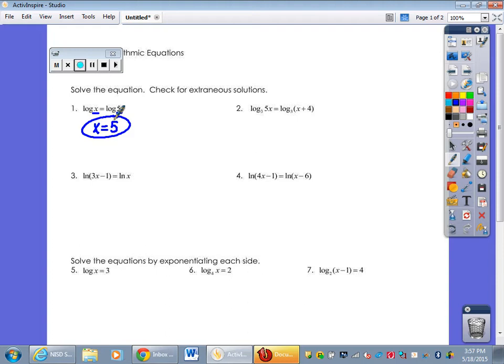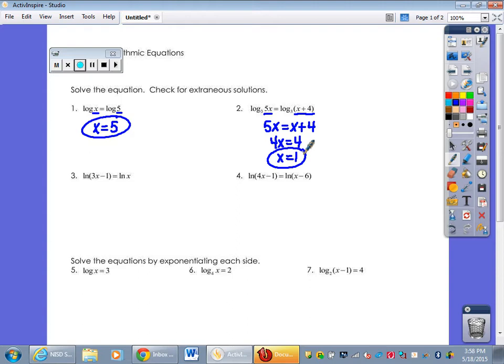For number 2, we have log base 3 of 5x equals log base 3 of x plus 4. Well, the arguments have to be equal to each other for this to be equal. So 5x would be equal to x plus 4. If we subtract x from either side, we have 4x equals 4 and x equals 1.